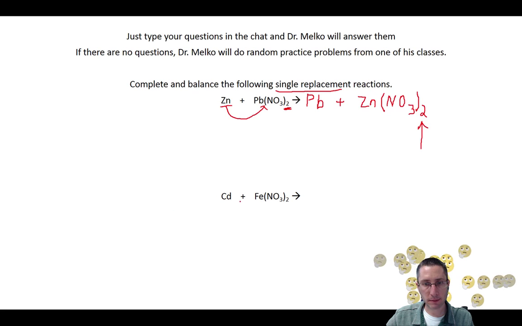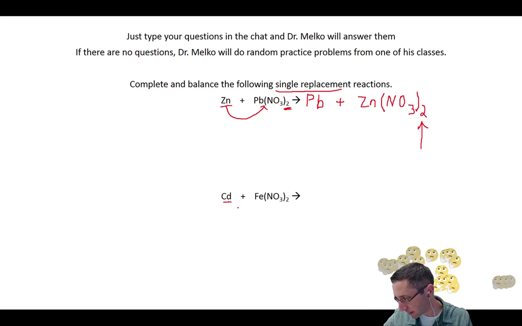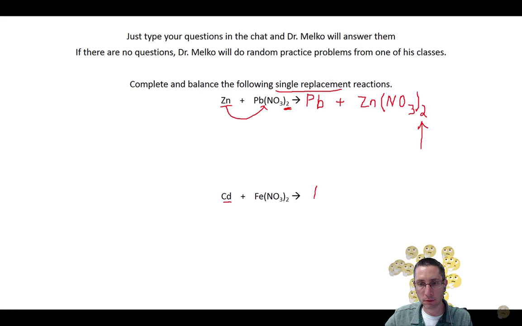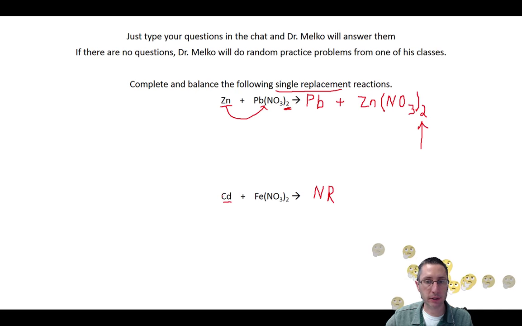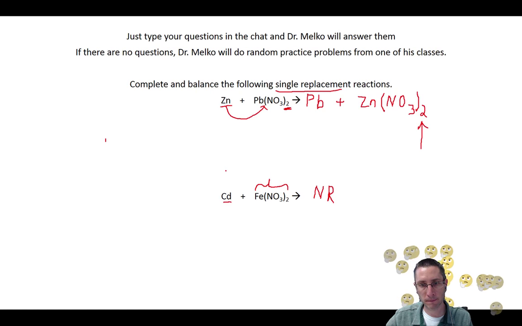Okay, the second one here, cadmium plus iron nitrate. First things first, let's look for the activity series. Cadmium comes after iron, so I don't even have to go any further and worry about what's going to happen here. I'm just going to write NR because no reaction happens. Okay, because cadmium comes after iron in the activity series. All right, so hopefully that makes sense as soon as you see single replacement. You should also be able to identify these as single replacement because it's an element plus this compound. One metal replacing another metal.